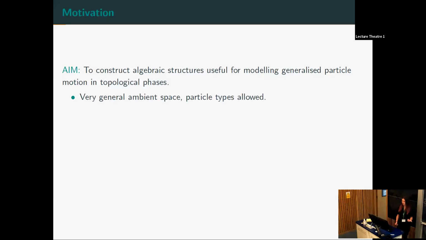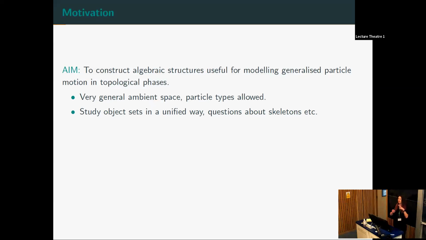So we use this groupoid framework. One thing we do is have this very general setup where we can pick any ambient space, we can pick any subset, so we can think of any particle type here. Putting it into this categorical setting, organizing everything in a groupoid, allows us to study objects in a unified way, so we can start asking questions about skeletons. When we just look at the group, we can look at group isomorphism, but we could have isomorphic groups that are connected in the groupoid and also isomorphic groups that are not connected in the groupoid.